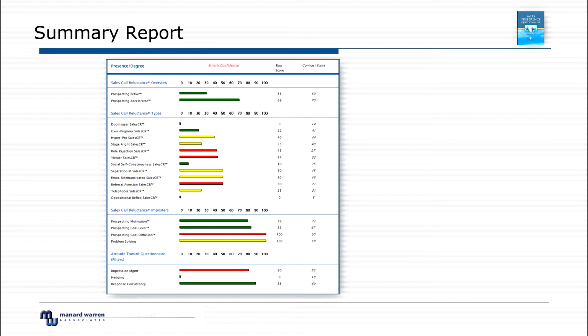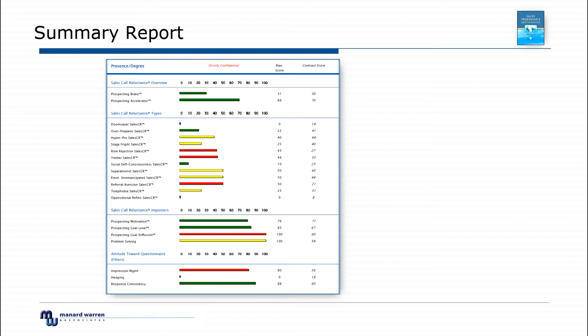So the slide that you're looking at right now is a sample summary report. When you get your profile results, you'll find that this will be the last page. Typically, the profile results are perhaps 10 or 11 pages. Normally, the summary report is going to be your last page.